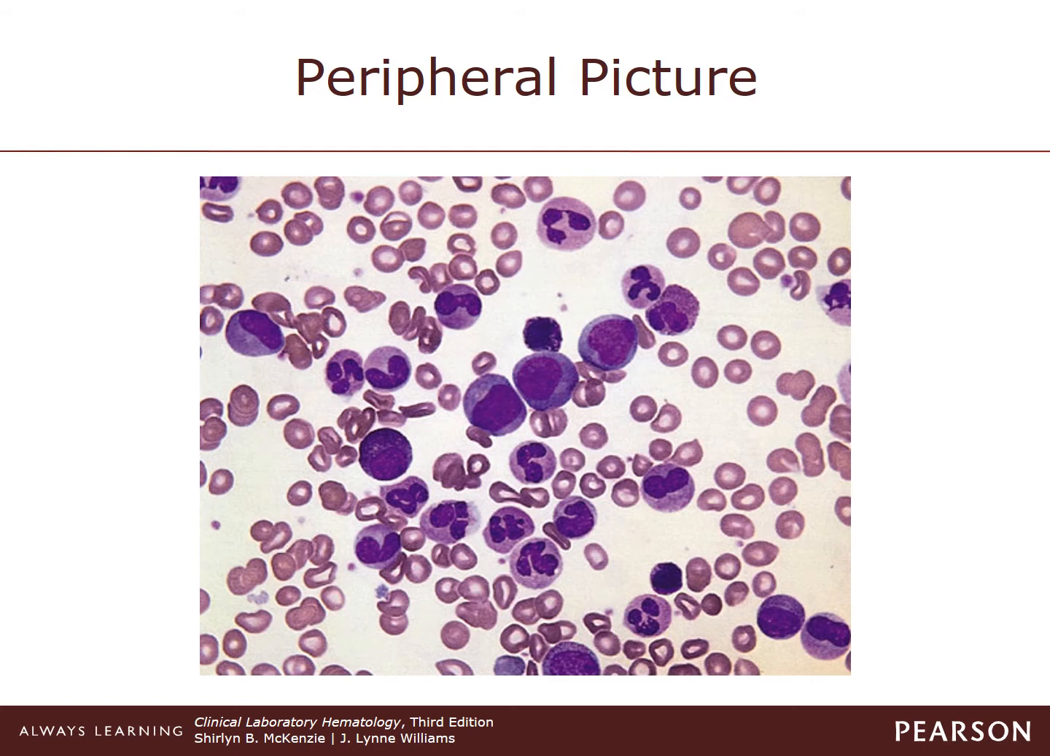Here's an example of a peripheral picture where you see a number of blasts in the field of view, varying stages of immaturity in the granulocytes, dysplasia in the red cells, and hypochromasia.